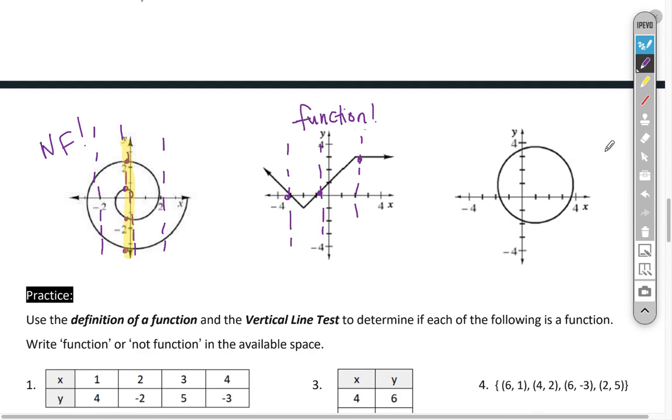All right, last one we're going to look at, and then I'm going to send you guys off to the real world, is just a circle, which was pretty obvious, right? So we're touching a point here, and we're touching a point here, right? So we're clearly touching more than one point. You can even highlight it here. We're touching more than one point. So this is not a function.